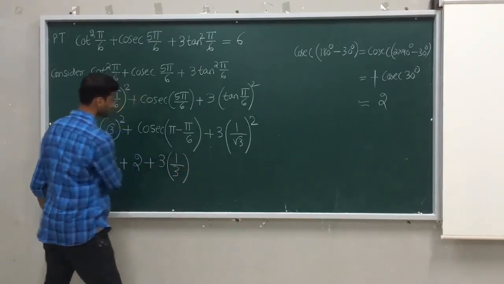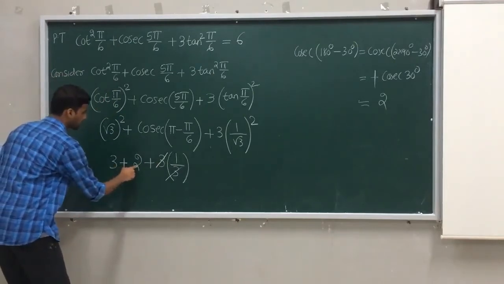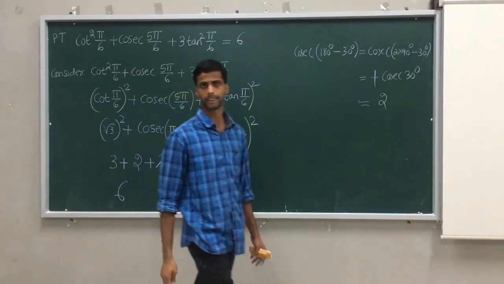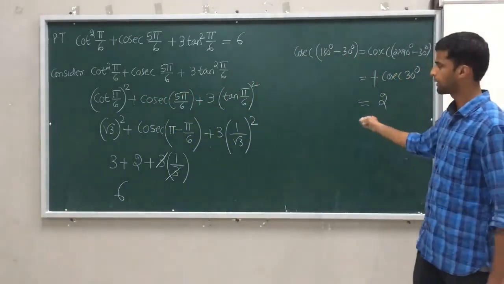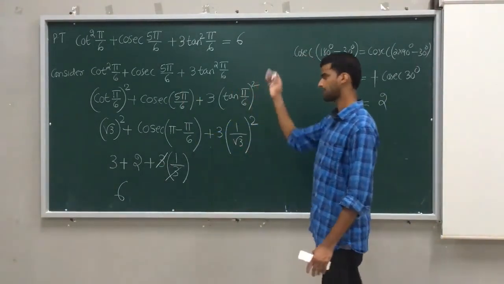So the 3 gets cancelled. We are left with 3 plus 2, 5. 5 plus 1, 6. We got the answer 6 in this case. So if you know the ASTC rule, if you know the formulas, you will easily manage, you will easily crack these questions.